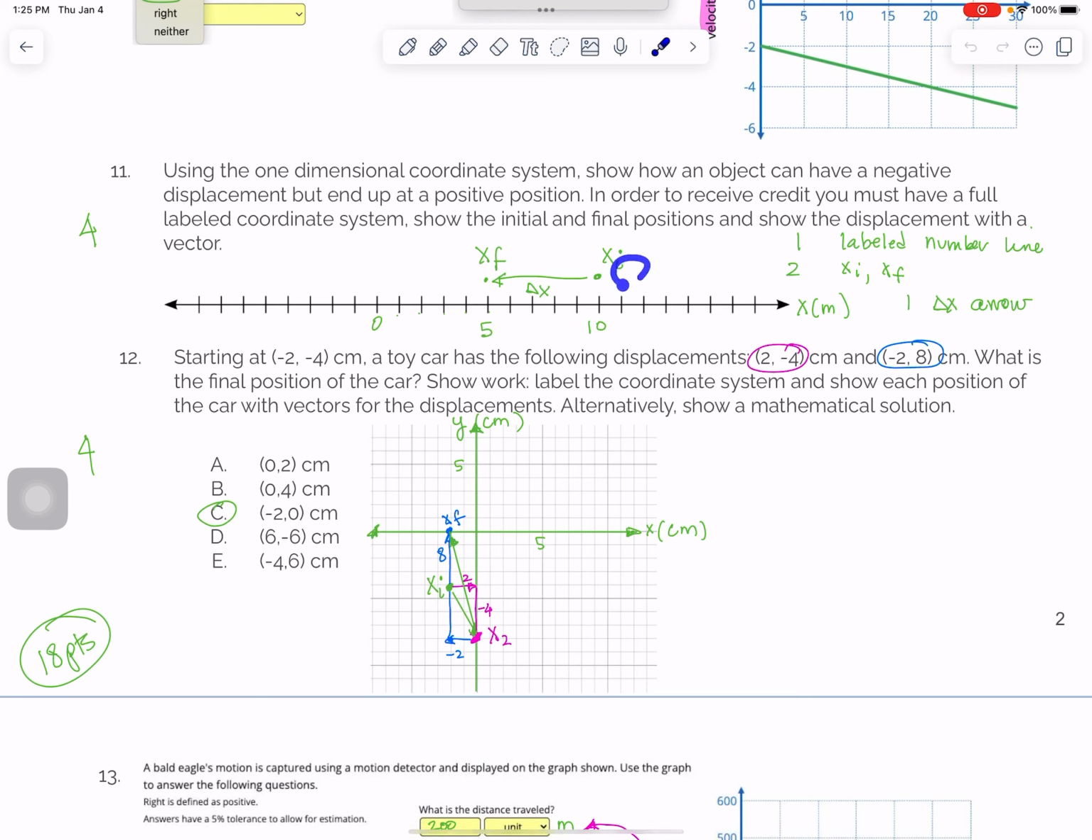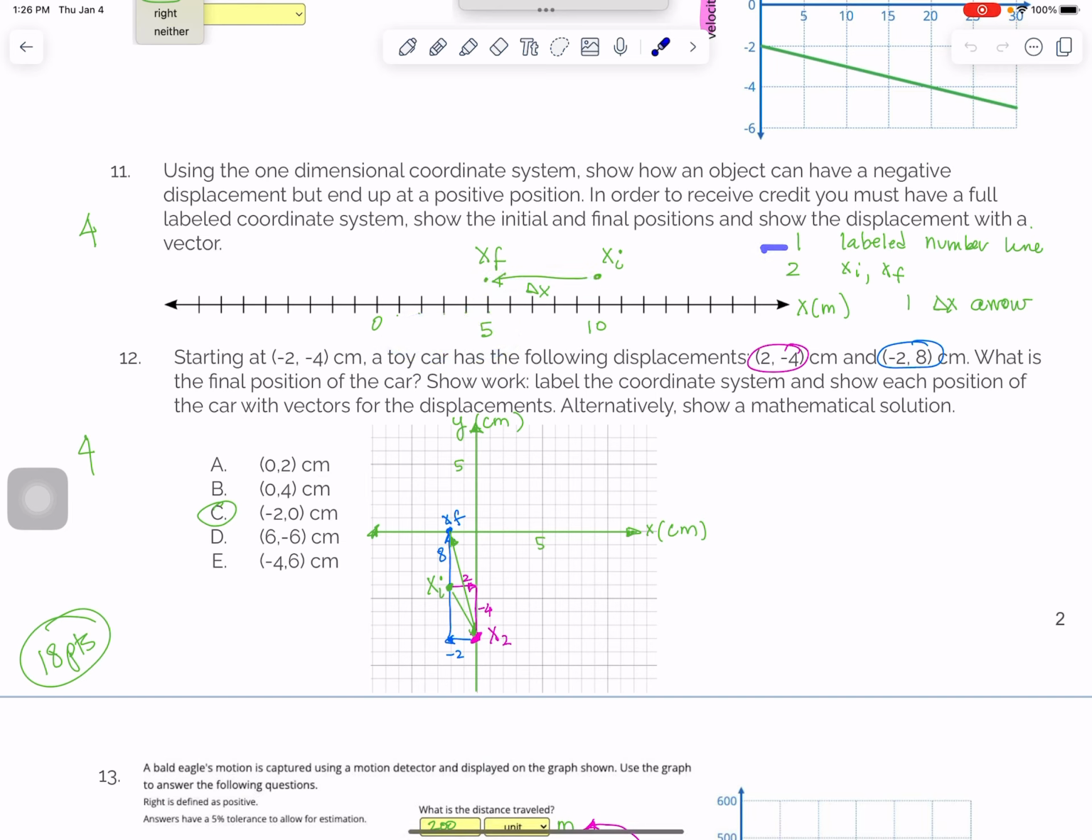Show initial and final positions. So here's my initial position. Here's my final position. I also had to have both of those to the right of 0, so I needed at least 3 points on my coordinate system. And then you also had to show displacement with a vector: the arrow going from the initial position to the final position, with the final position still being positive.